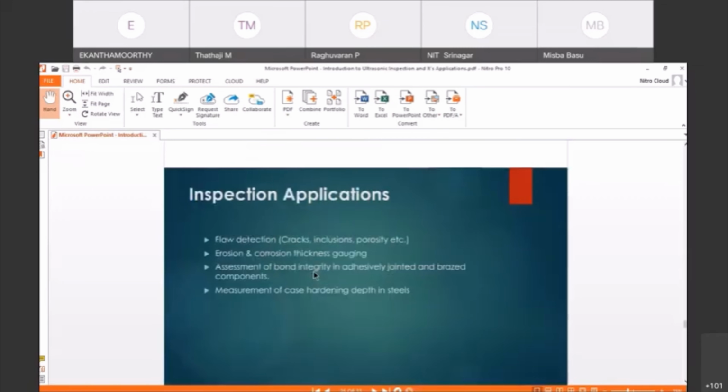Second is applications. What are the major applications in ultrasonic testing? Flaw detection is one of the most important, in the oil and gas industry and everywhere. Cracks, detection of inclusions and porosity. Cracks will give very high reflection peaks, but inclusions and porosities will give echo dynamics in a porous kind of signal. Sharp signals you will get for lack of fusion and cracks. For inclusions and porosity or slag inclusions, you will get a porous signal.